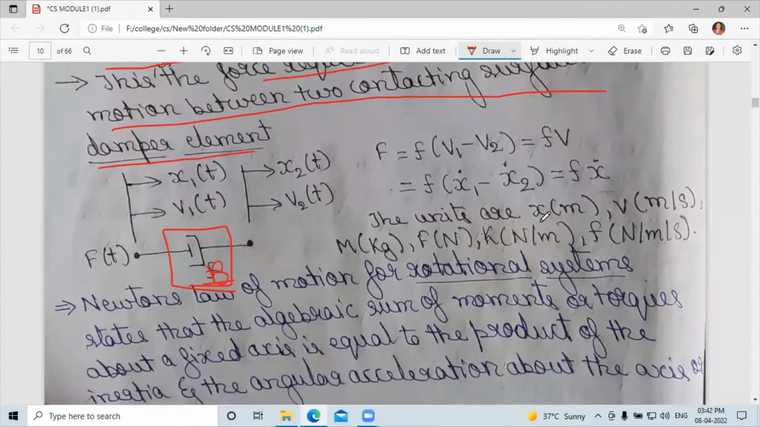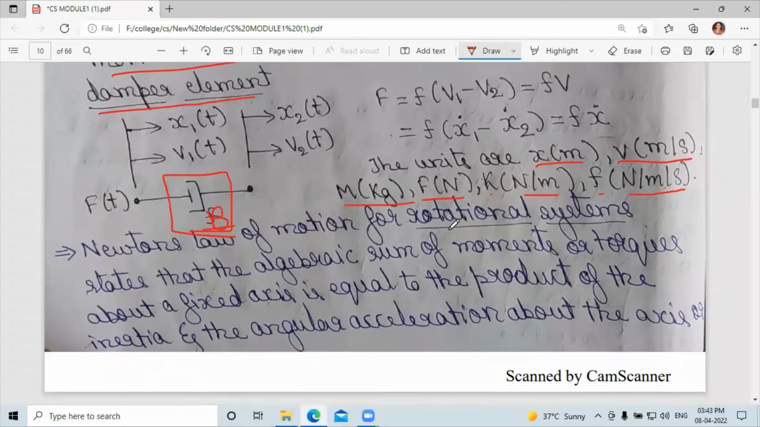The units are like this. x is indicated in meters, v in meters per second, m in kg, force in newtons, k in newtons per meter, and B in newton-seconds per meter.